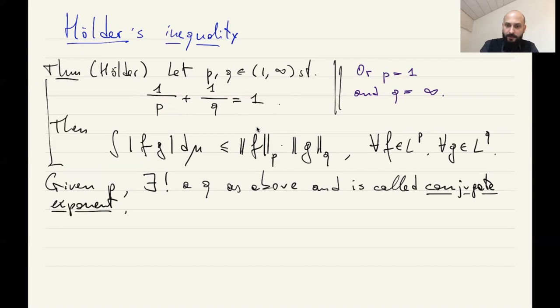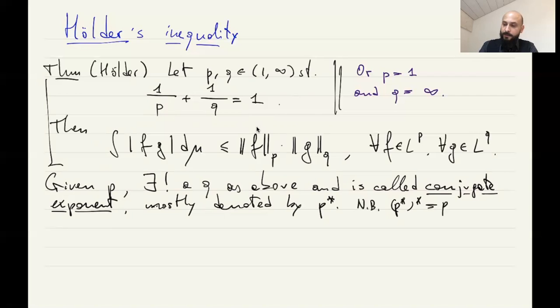And sometimes this is denoted by p star, kind of dual to p. And notice that p star star is equal to p. Okay. Let's prove the Hölder inequality.